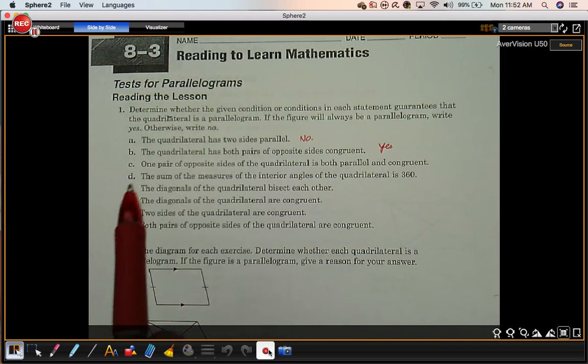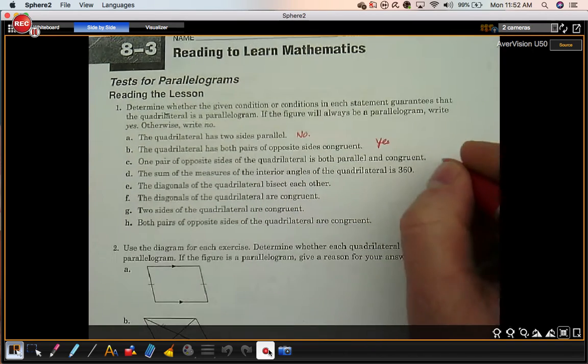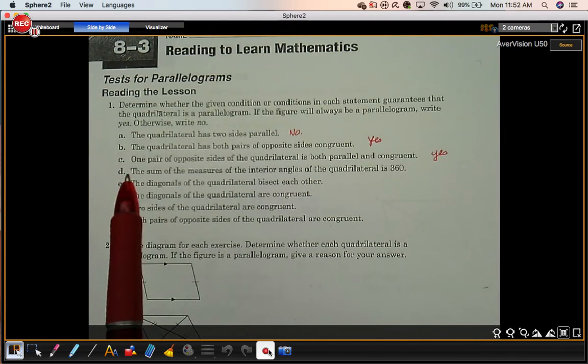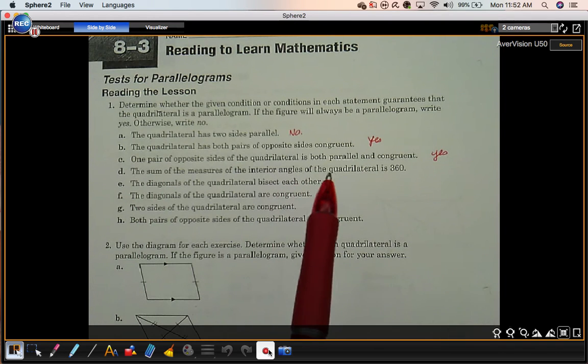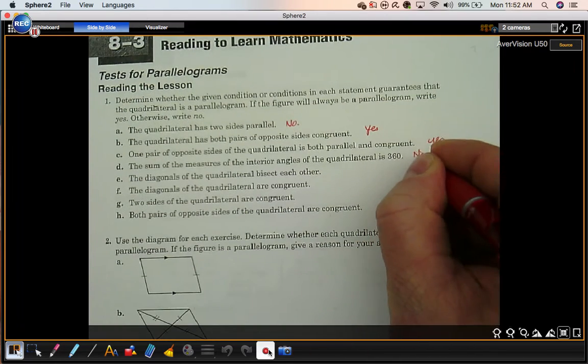Part C, one pair of opposite sides of the quadrilateral is both parallel and congruent. Yes, that makes it a parallelogram. D, the sum of the measures of the interior angles of the quadrilateral is 360. That's always going to happen, but that doesn't guarantee that the shape is a parallelogram.